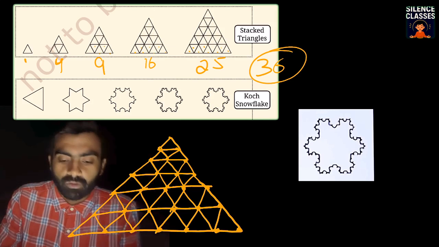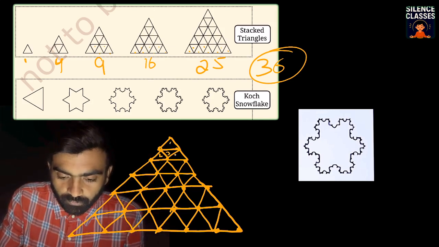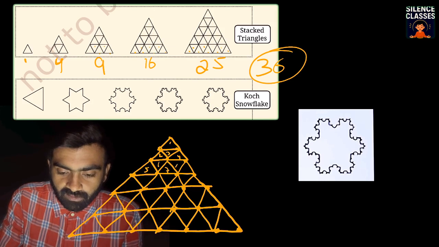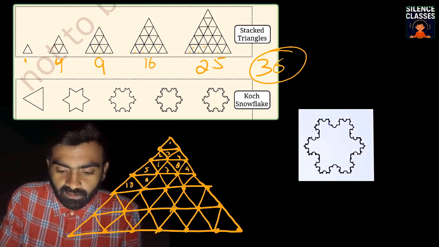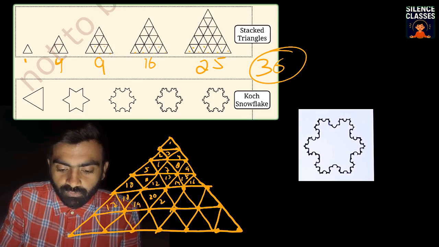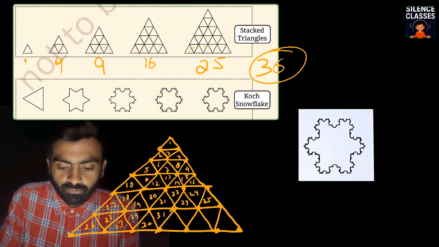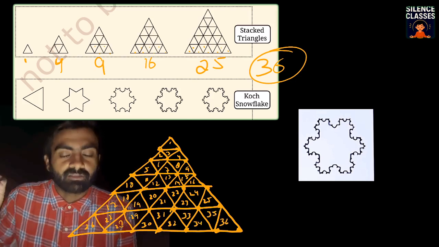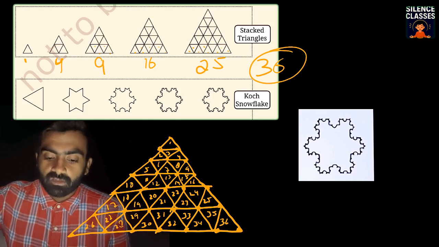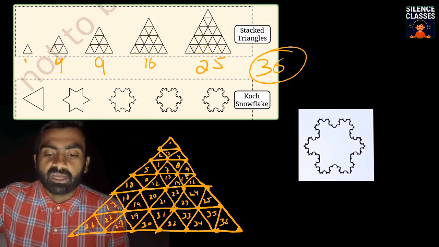Now let's count the triangles. That is 1 2 3 4 5 6 7 8 9 10 11 12 13 14 15 16 17 18 19 20 21 22 23 24 25 26 27 28 29 30 31 32 33 34 35 and 36. Altogether I have used 36 small triangles to make one stack of triangles.